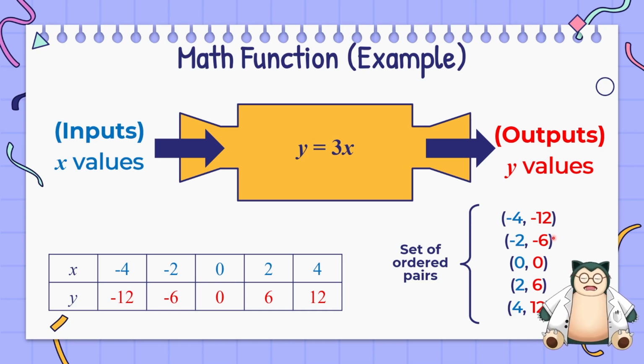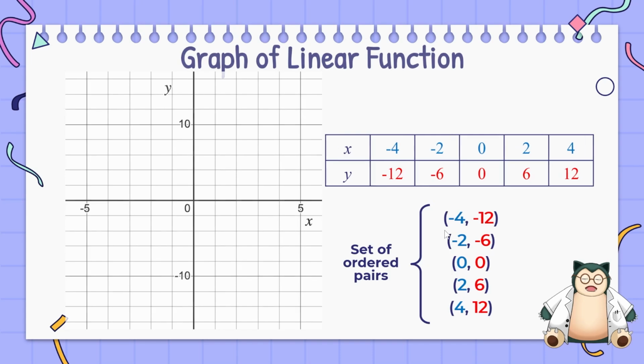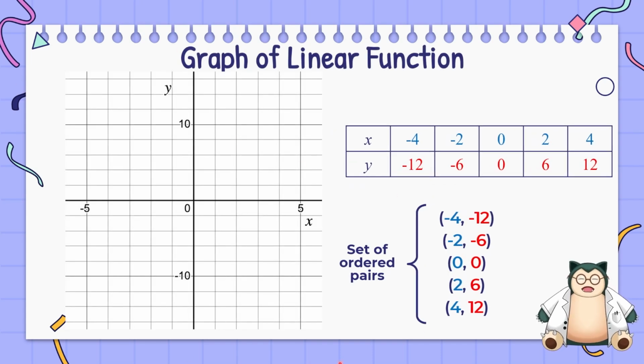But what happens if we plot them out onto our Cartesian graph? So we have our Cartesian graph over here. Now let's look at what happened when we plot them out. So we have our x-axis and the y-axis. So let's find where this -4, -12 is at. Okay, look at the x-axis. We go to our position of -4, and we go all the way down to -12. This is our point, -4, -12.